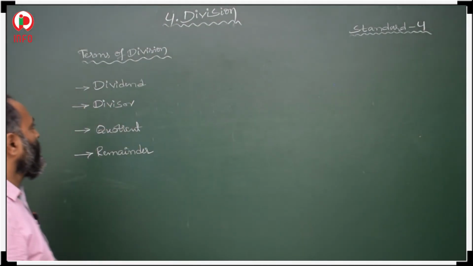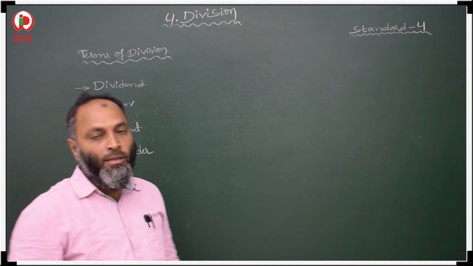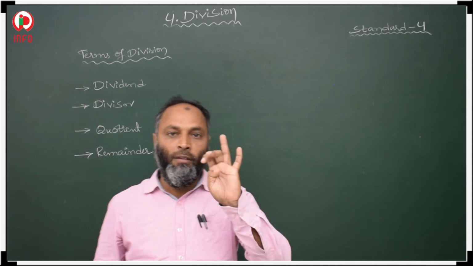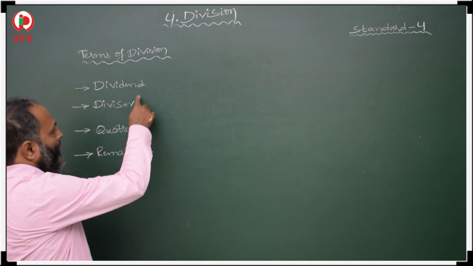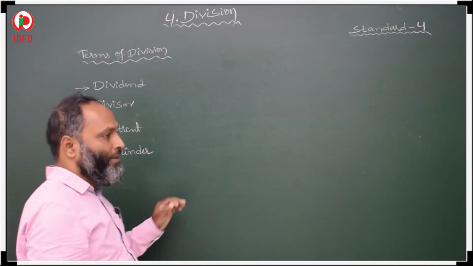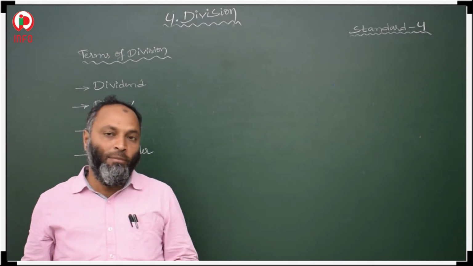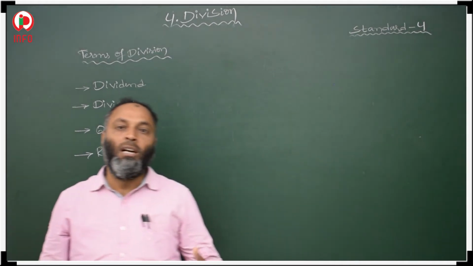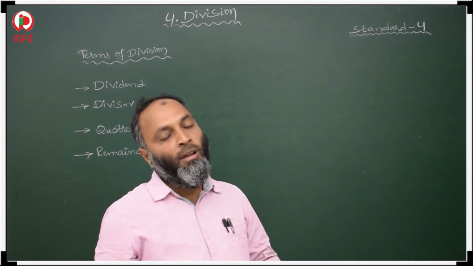Yes, now students, terms of division. What are the terms in division? We already discussed there are 4 terms in division: first is dividend, divisor, quotient and remainder. What is a dividend, a divisor, a quotient and a remainder? The number which is divided by a number is called a dividend. Divisor means the number which divides. Quotient means whatever answer we get. And remainder means whatever number is left after the division.